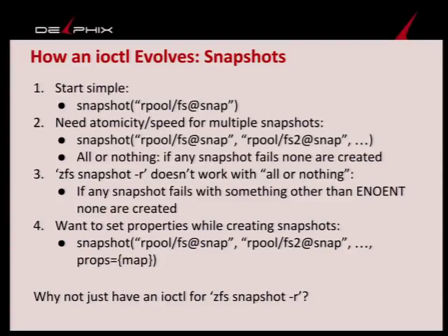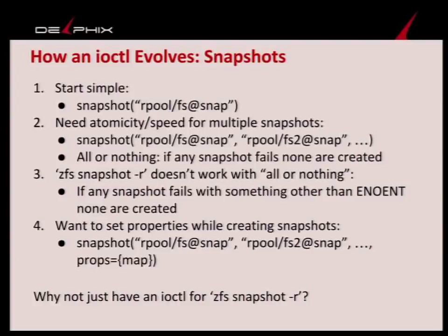So we added this compound operation where we can do an IOCTL to the kernel that says, create this whole list of snapshots. And we can say they're all or nothing. Like, if any snapshot fails, then they'll all fail. So we decide what the error semantics are for this complicated compound operation.